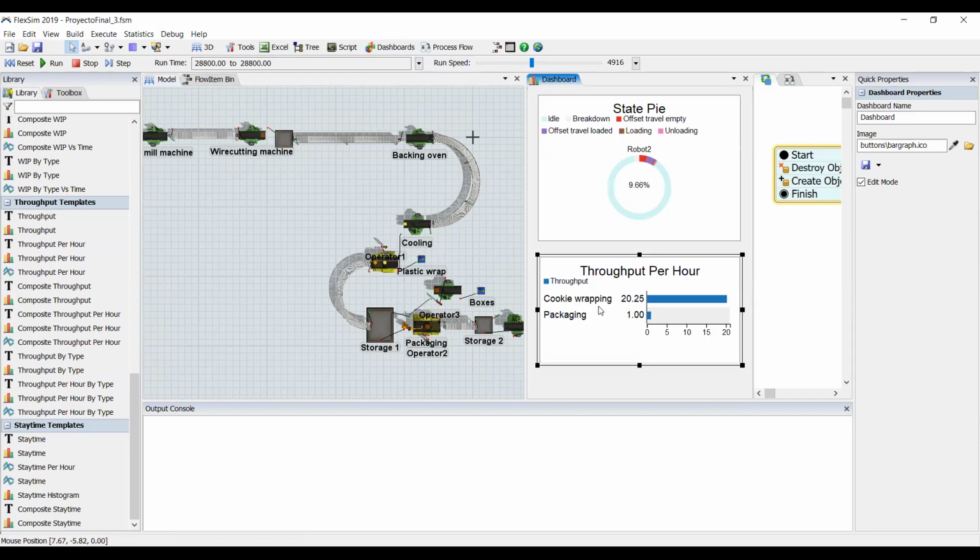Okay, and here we can see also the throughput per hour in the machine of the cookie wrapping, that is the one here. And the work process of the robotic arm that is right here.